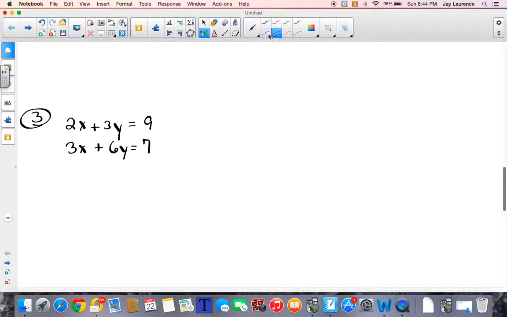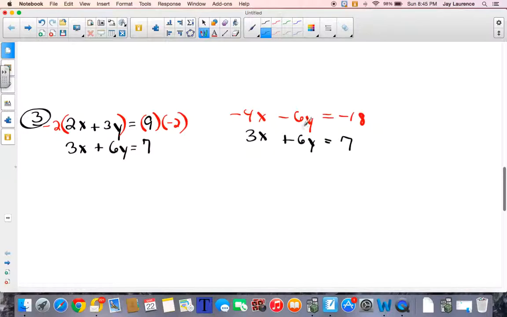Now, this one here might be easiest to get rid of the y's, because I notice 3 is a multiple of 6. I'm sorry, I said that backwards. 6 is a multiple of 3. So I'm going to multiply this top equation by -2. I'm not going to multiply the bottom equation by anything. So the top equation becomes -4x minus 6y equals -18. The bottom equation, since I didn't do anything to it, stays the same. And notice here, I have a -6y and a +6y.